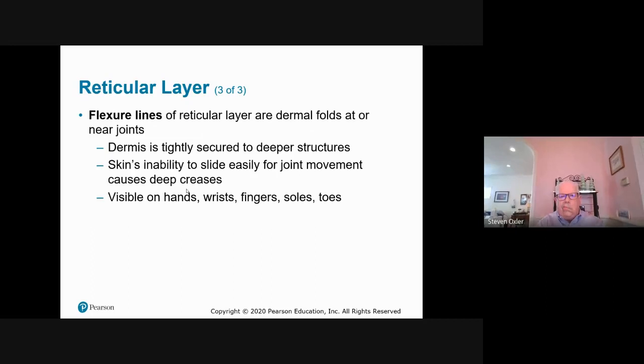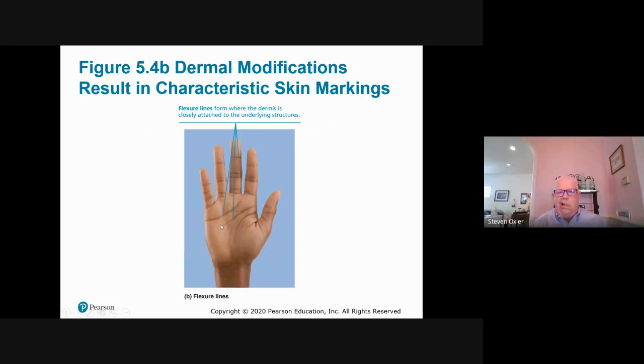We also have flexure lines in the reticular area. And they're visible on your hands, on your fingers, on your soles, and on your feet. And they're creases. And here are the creases. These are flexure lines. You know, there's a whole business in reading these lines, but these are called flexure lines.